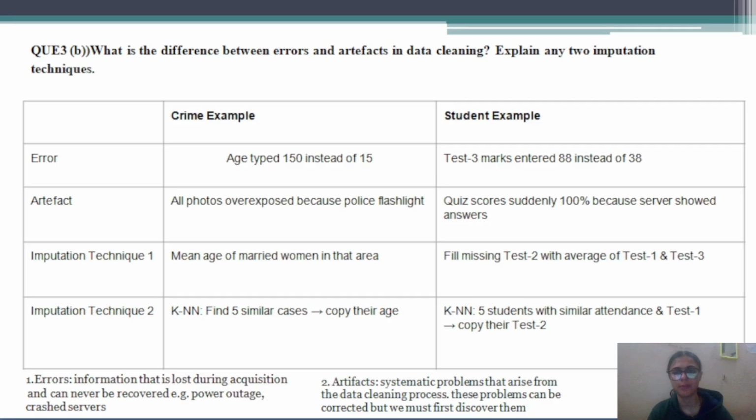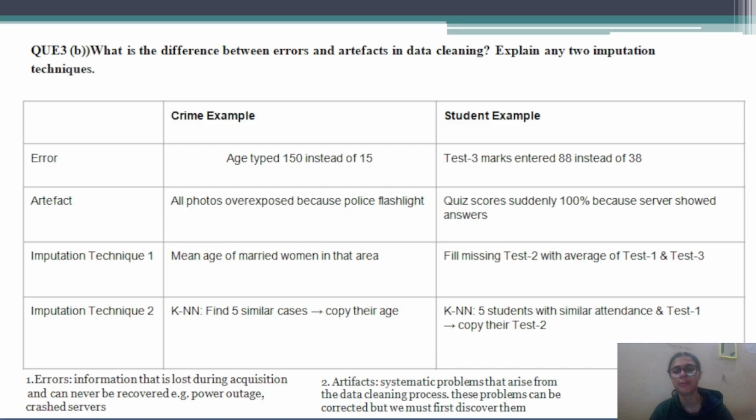Now, the student example: if the test marks are entered 88 instead of 38, this is also an error caused by a typing mistake. Errors can usually be corrected manually or detected using range checks and validation rules. Next are artifacts. So, a crime example of artifacts: if all crime scene photos are overexposed because of a police flashlight, this is an artifact, not a typing mistake.